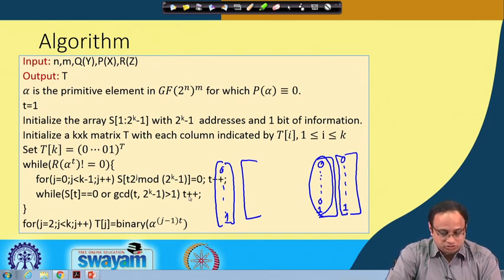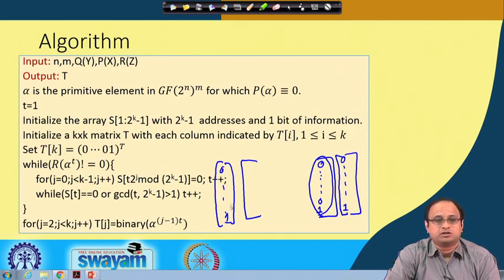Once you have passed through this, you should get a value of t. Once you have got a value of t, for the remaining columns you just write the binary encoding for alpha power of t's. That means alpha power of 2t, alpha power of 3t, and so on till alpha to the power of k minus 1 times t. You just find them and write the binary expansion of that, and that will give you this entire matrix.